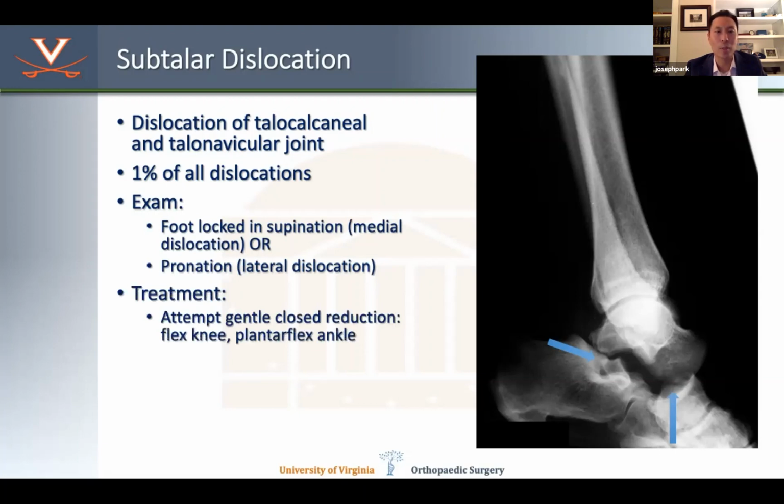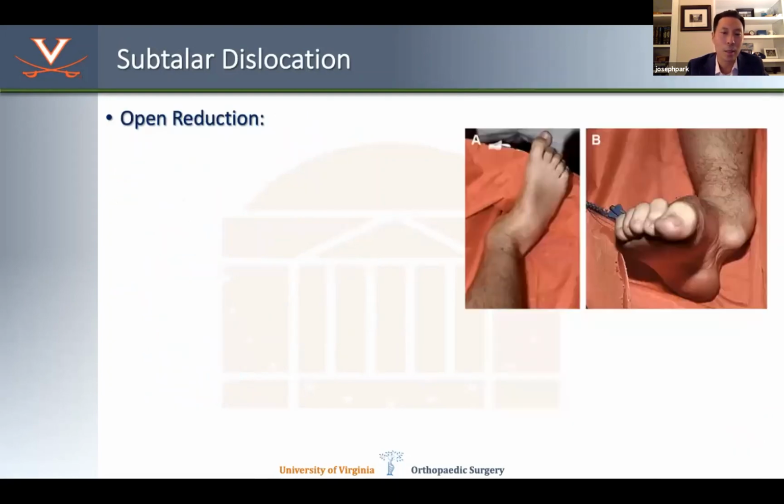Treatment, you can attempt a gentle closed reduction. Again, flex the knee to take pressure off the gastrocs and plantar flex the ankle. This will again often require general anesthesia because they will be in quite a bit of pain. I would get an X-ray and then a CT scan, certainly, and here's a clinical picture of what some of those dislocations can look like.